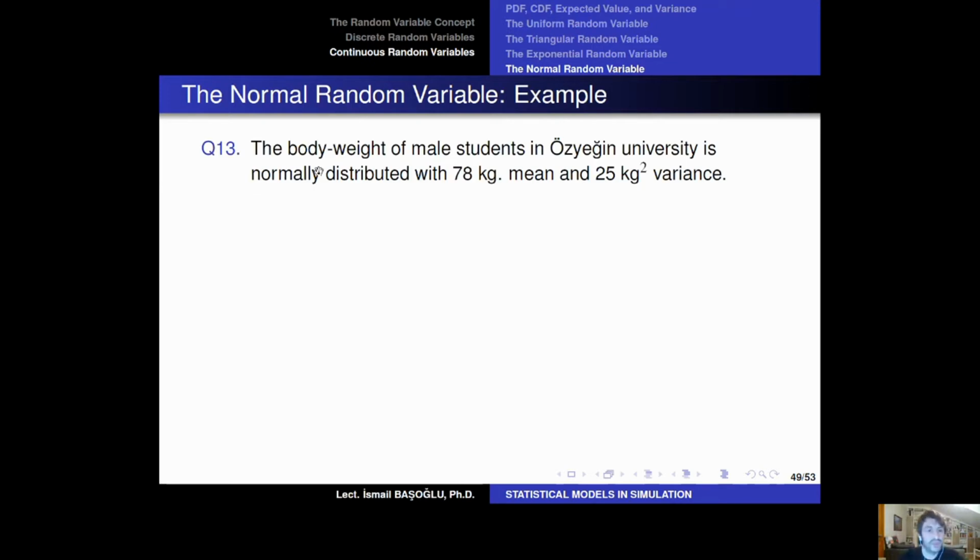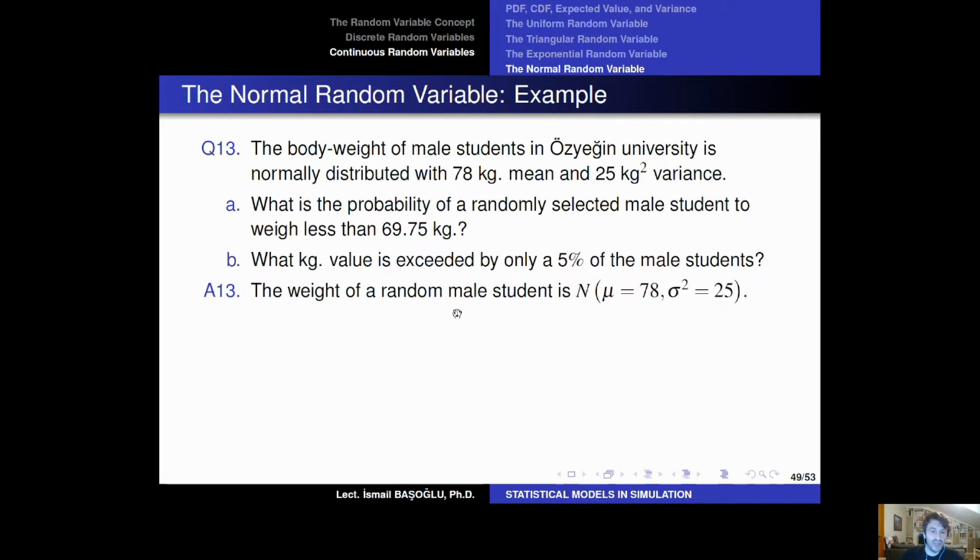Here is the practice. It says the body weight of male students in Özyeğin University is normally distributed with 78 kilogram mean and 25 kilogram square variance. So according to the question, if we randomly select a male student from Özyeğin University, the body weight is going to be normally distributed with location parameter, or the expected value, or the mean of 78 kilograms, and the variance sigma square is going to be 25, or sigma is going to be equal to the square root of 25, which is 5.